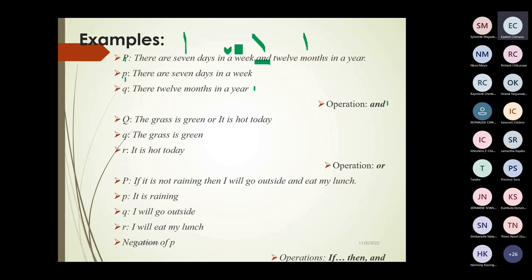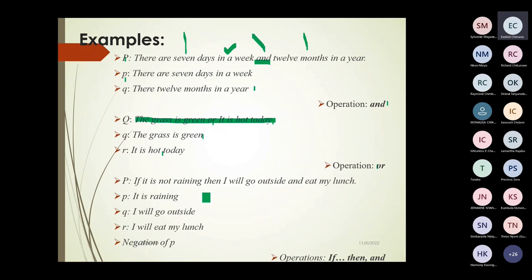And then if we put all this together using the AND operator, we are forming this compound statement. So we also have this compound statement here, which is being joined using an OR operation. The grass is green or it is hot today. So the grass is green will be the first simple statement, and it is hot today is the second statement, and we are joining them using the OR operation.